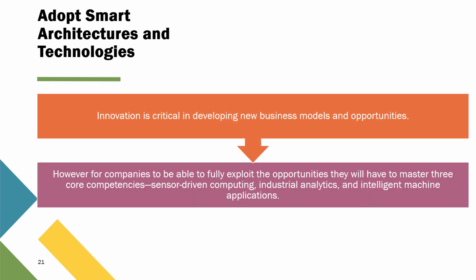The next step for the digital transformation will be to adopt smart architecture and technology. Innovation is critical in developing new business models and opportunities. However, for the company to be able to fully exploit the opportunity, they will have to master three core competencies: for example, sensor-driven computing, industrial analytics, and intelligent machine applications.